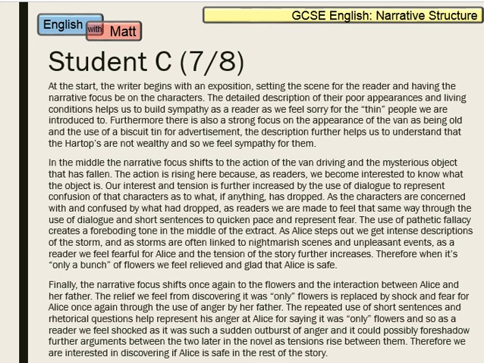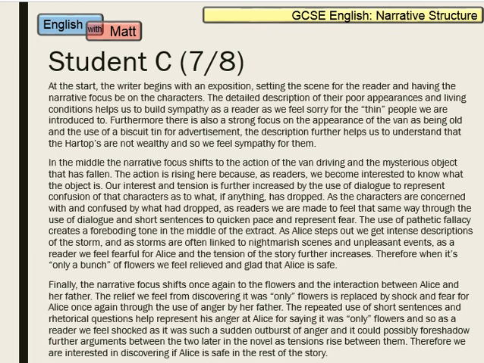As the characters are concerned with and confused by what had dropped, as readers we are made to feel that some way through the use of dialogue and short sentences to quicken pace and represent fear. The use of pathetic fallacy creates a foreboding tone in the middle of the extract. As Alice steps out, we get intense descriptions of the storm, and as storms are often linked to nightmarish scenes and unpleasant events, as a reader we feel fearful for Alice, and the tension of the story further increases. Therefore, when it's only a bunch of flowers, we feel relieved and glad that Alice is safe.